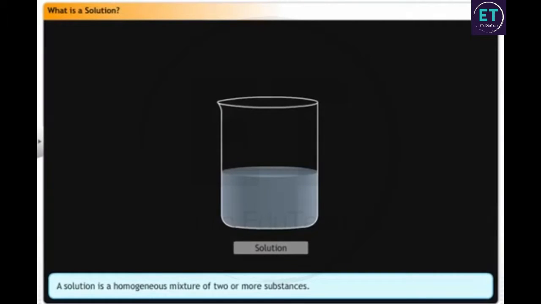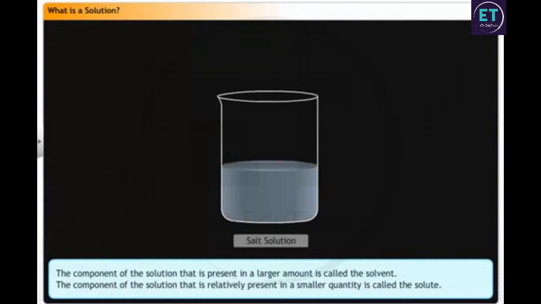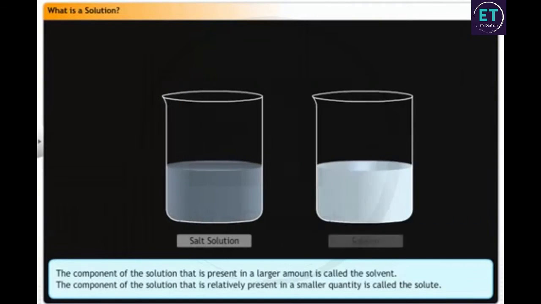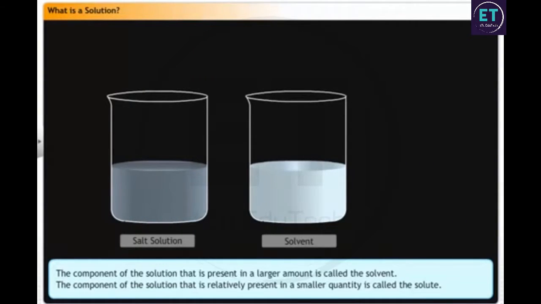A solution is a homogeneous mixture of 2 or more substances, which means that the density, viscosity, and other physical properties are the same in any part of the solution. For example, a salt solution tastes the same throughout. A solution has a solvent and a solute as its components. A component of the solution that is present in a larger amount is called the solvent. A component of the solution that is relatively present in a smaller quantity is called the solute.